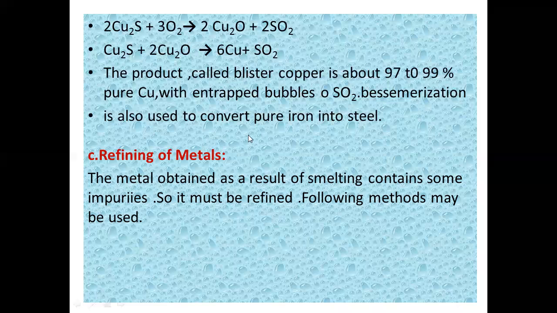Bessemerization is also used to convert pig iron into steel. It is not only used for copper, but it can also be used for the conversion of iron into steel, which is an alloy of iron.